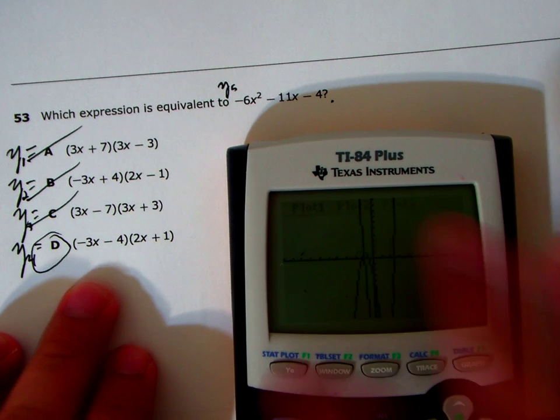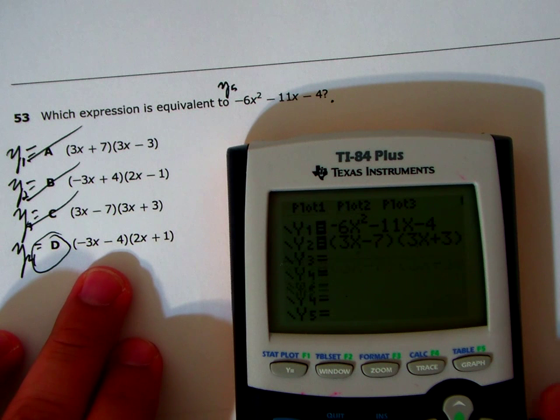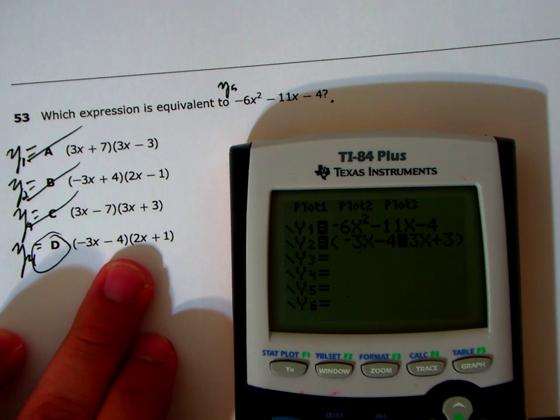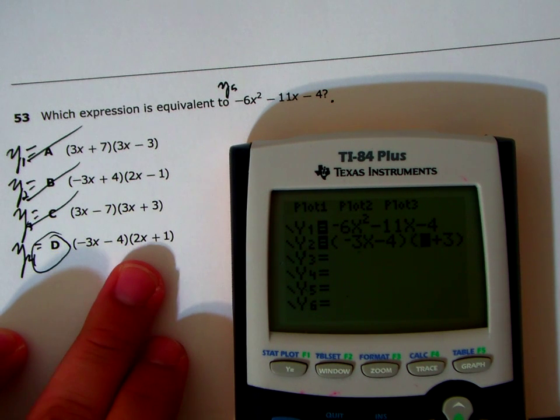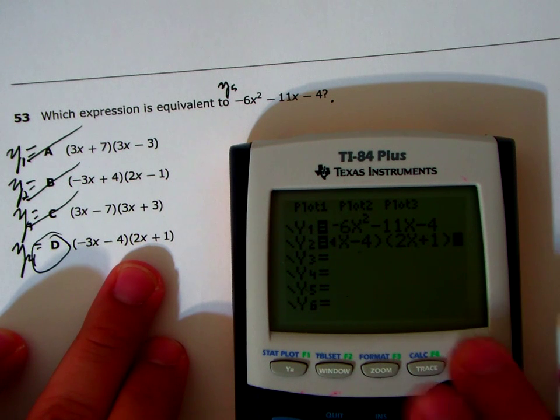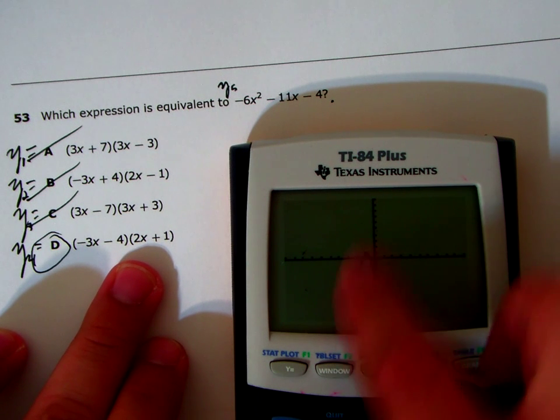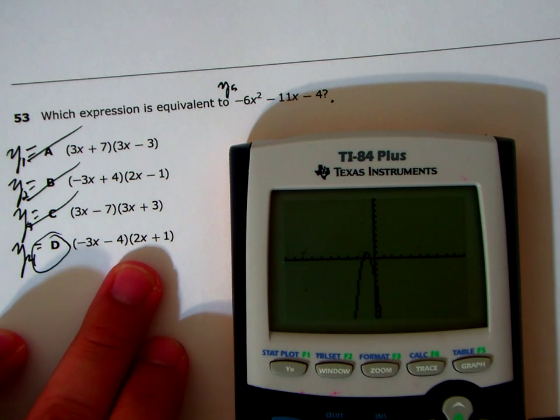Right? Y equals negative 3x minus 4, 2x plus 1. So do you see that? It overlapped it. Right? So they're the same.